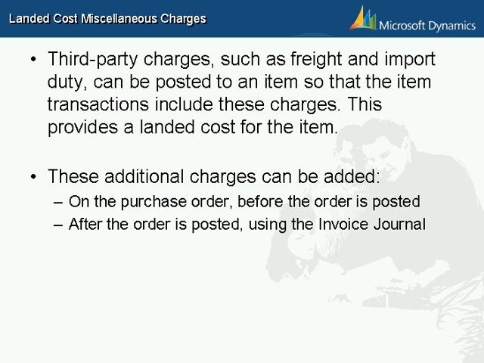For example, vendor A sells an item for $4.75 and vendor B sells the item for $4.25. However, vendor B charges more in freight charges, so that the complete cost of the item is more than vendor A's cost. Third-party charges, such as freight and import duty, can be posted on items so that the item transaction includes these charges. This provides a landed cost for the item. These additional charges can be added on the purchase order, before the order is posted, and after the order is posted using the invoice journal.